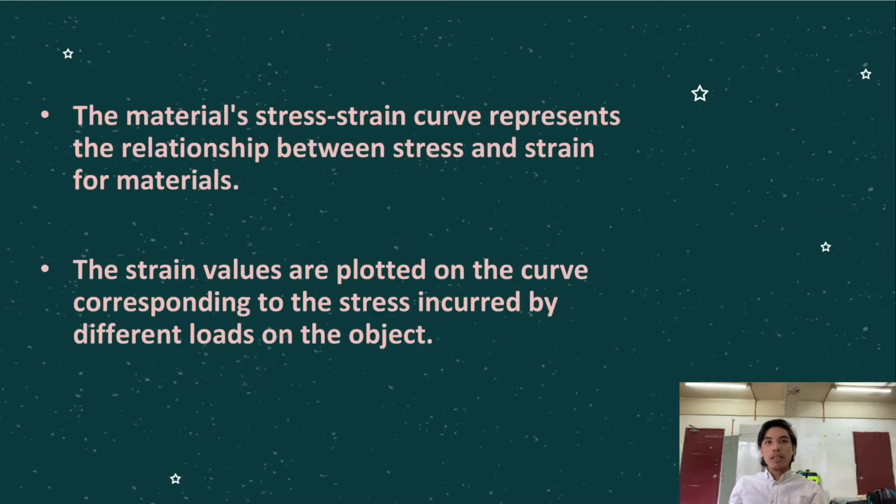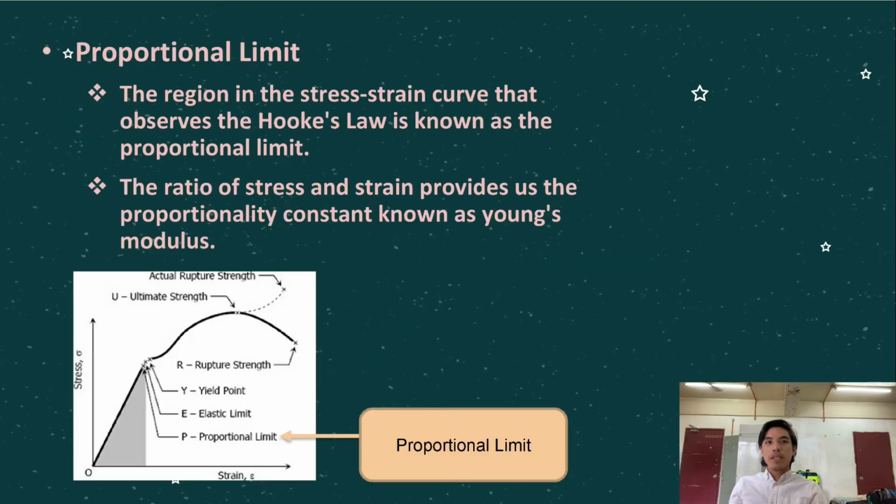The material stress-strain curve represents the relationship between stress and strain for a material. The strain values are plotted on the curve corresponding to the stress incurred by different loads on the object. There are a few points on the stress-strain graph. The first is the proportional limit. The region in the stress-strain curve that obeys Hooke's law is known as the proportional limit. According to this limit, the ratio of stress and strain gives us the proportionality constant known as Young's modulus.